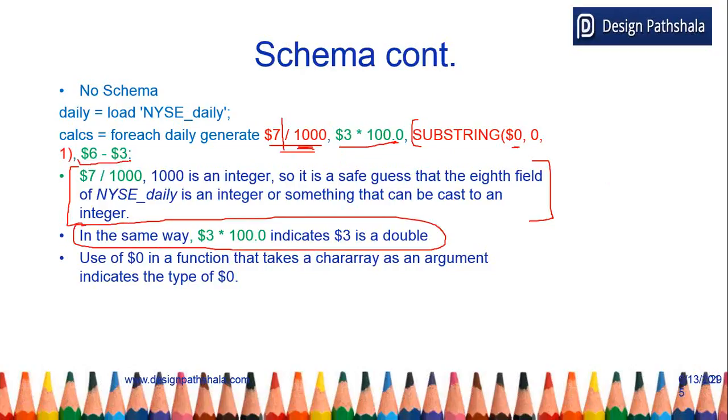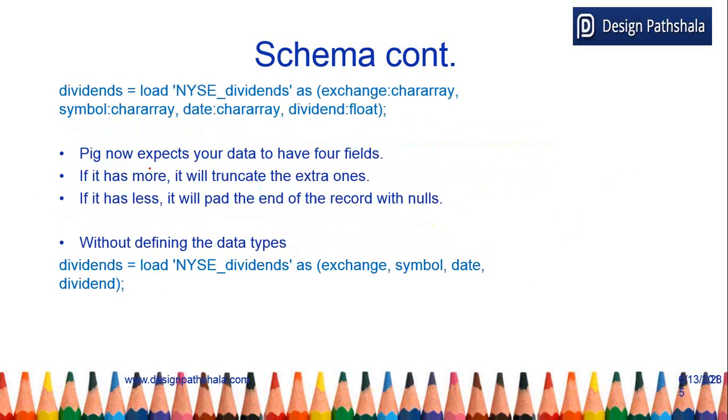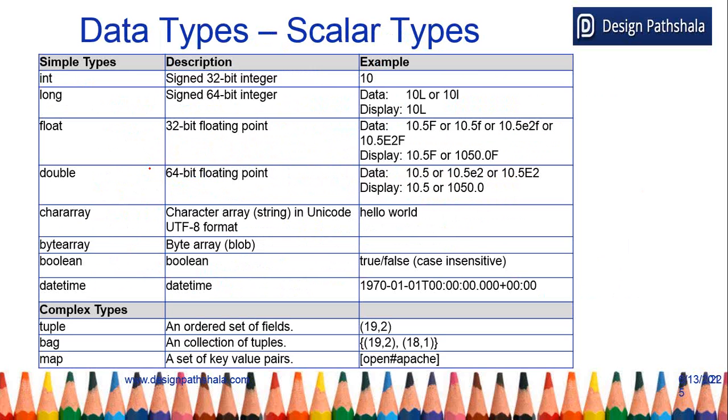And this is a complex case. Here I'm saying $6 minus $3, that is, I'm subtracting the 4th column from the 7th column. Here again Pig tries to play safe. First it will assume everything is a byte array. By default it starts from the byte array. A byte array can store everything, it's just bytes, 0s and 1s. So by default it starts from the byte array and then tries to play safe.